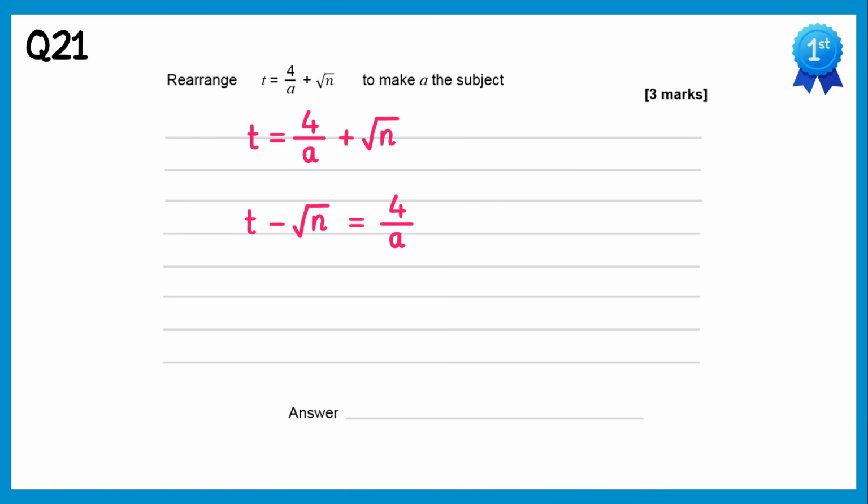Since I want a as the subject and it's currently on the bottom of this fraction here, I'll times by a next. Times by a on the left, and you get a, and then a bracket t minus root n, times by a on the right, and this a disappears, so it's just 4. We're almost there. To isolate this a, we'll divide both sides by the whole bracket t minus root n. If we do that on the left, we've just got a, and if we do it on the right, it's 4 over t minus root n.